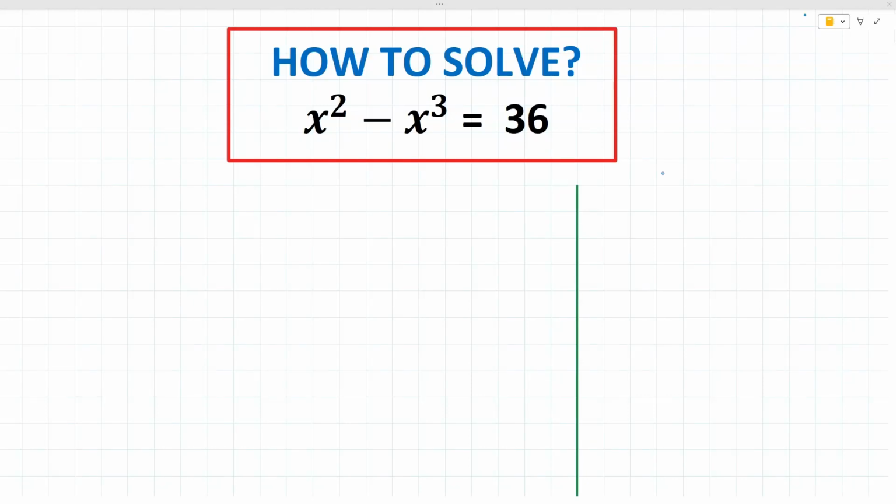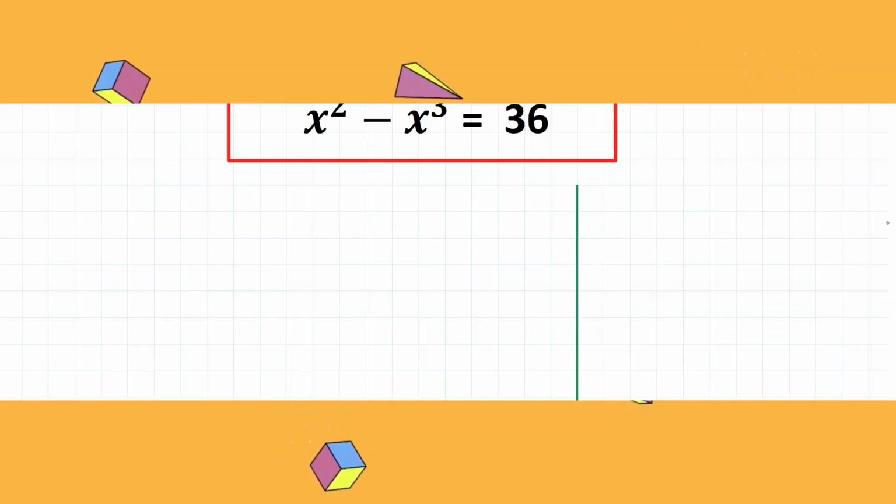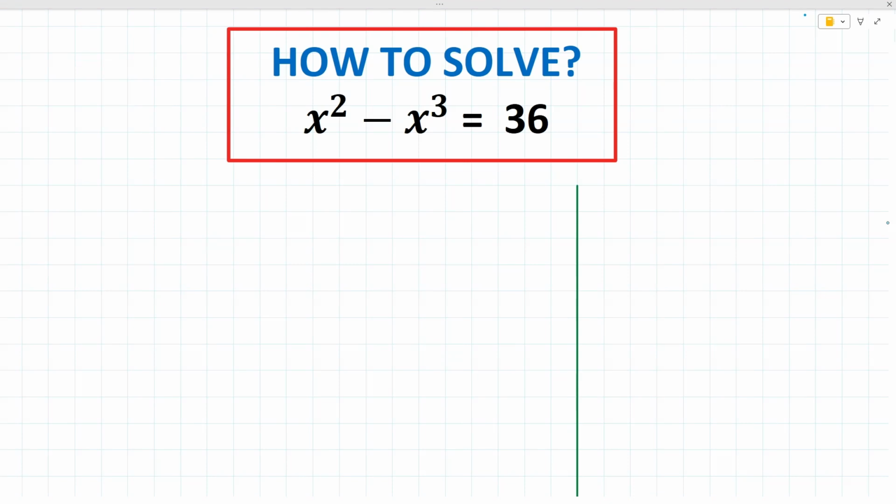Today we look at how we can solve x squared minus x cubed equals 36. Let's try it out. Since this is a cubic equation, we probably expect to find three solutions, whether they're real or complex. And so we're going to try and find those out.